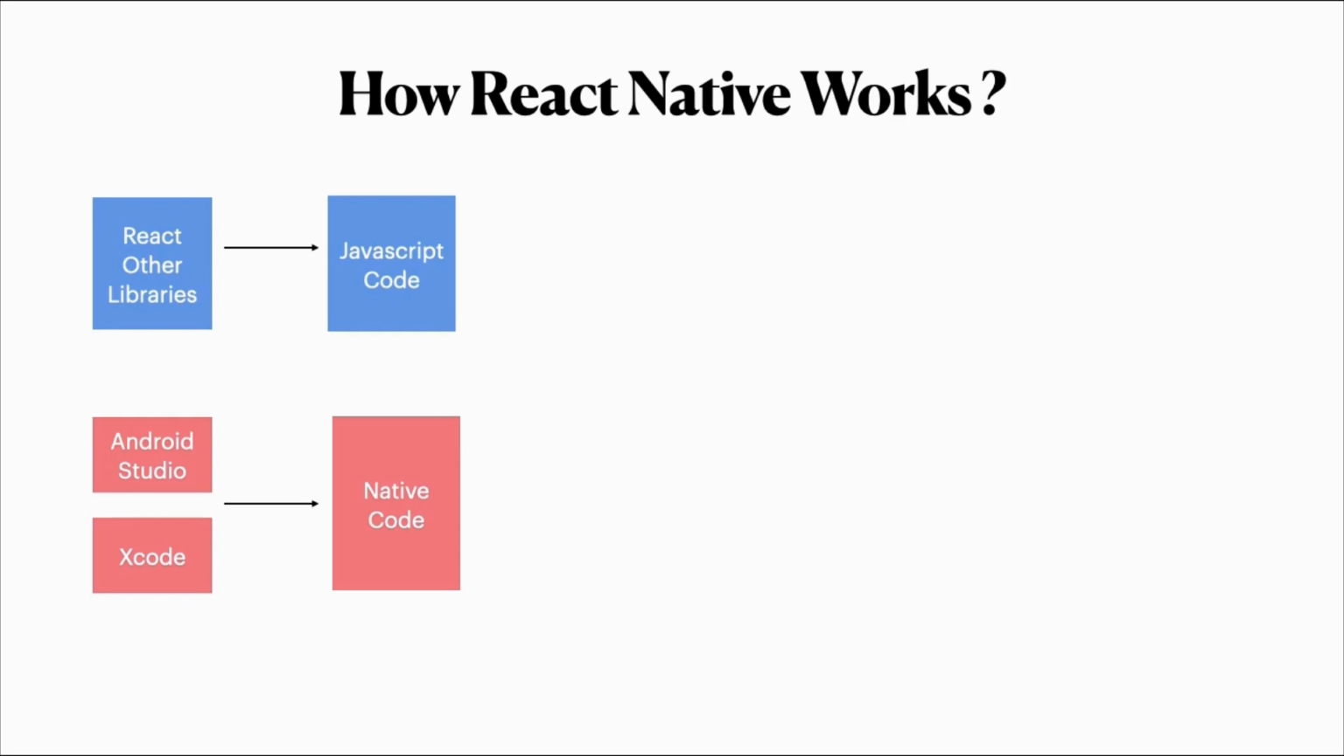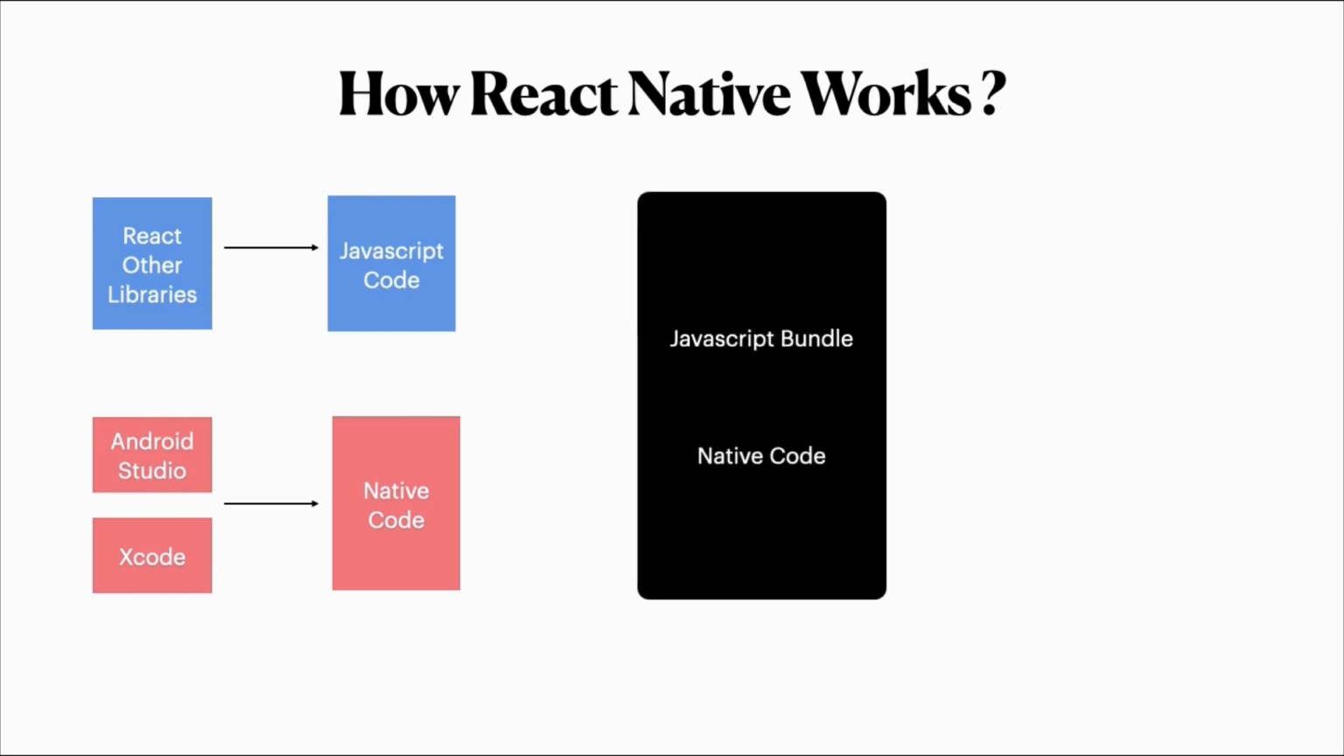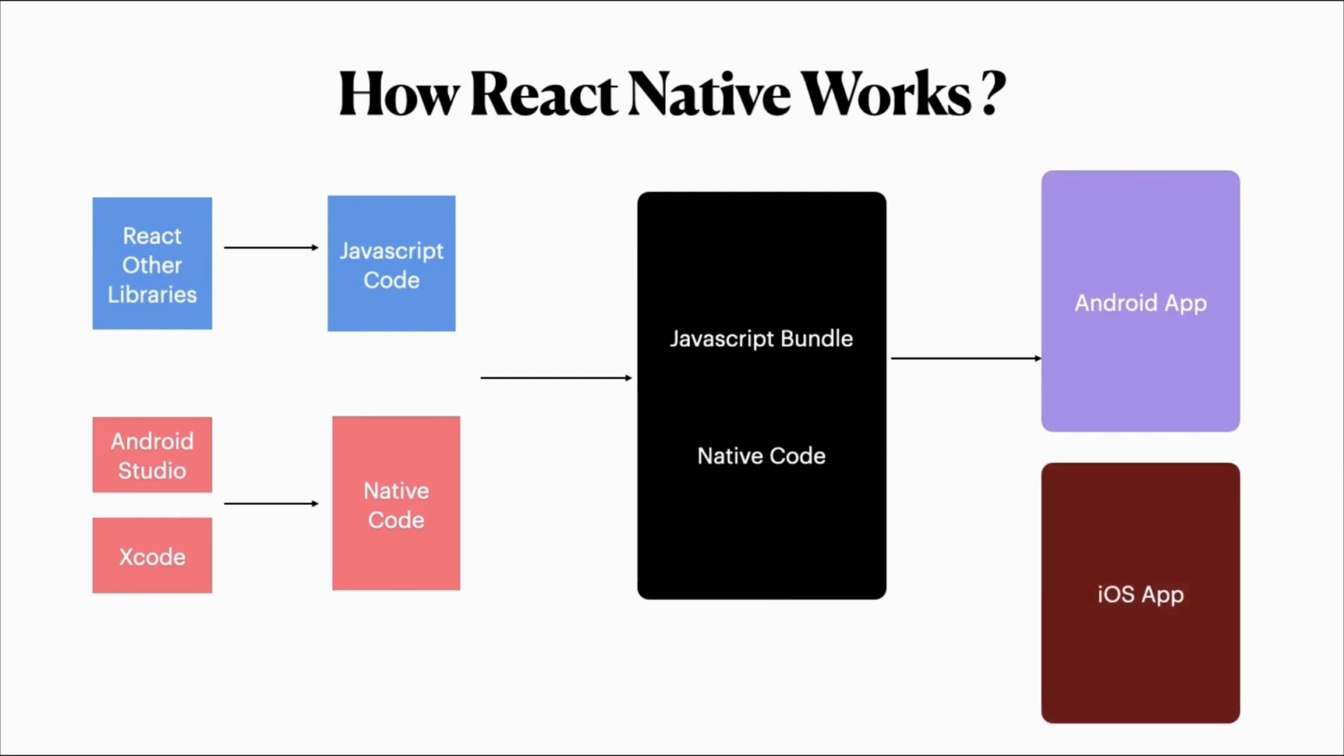From here, we run the React Native build command, and you can do that using either the command prompt, or you can actually go to Android Studio or Xcode to build the project. Once you've done that, if you're building an Android app from the command prompt or Android Studio, you'll see an Android app, or you'll see an iOS app if you're building the app using Xcode or from the command prompt.